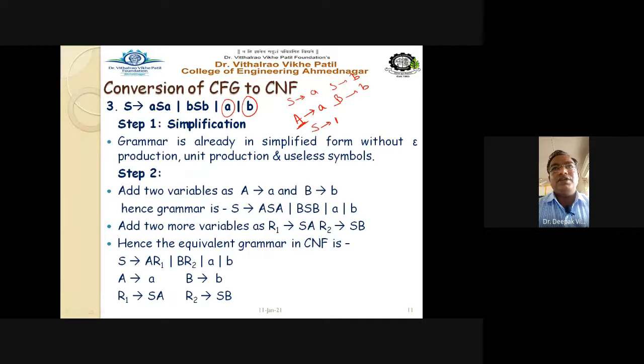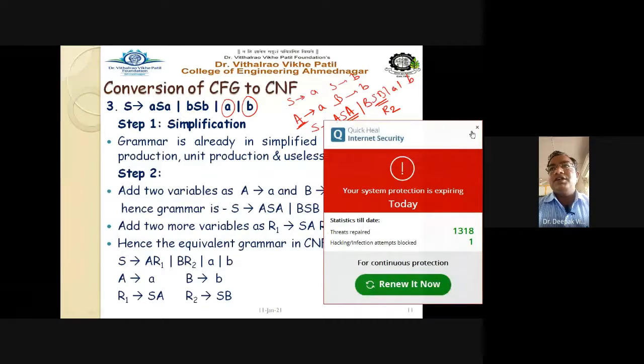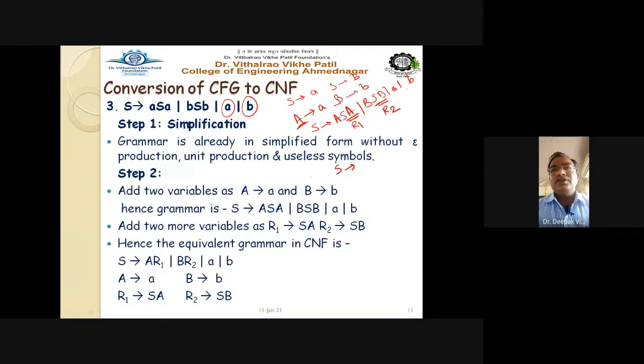So we'll get here S gives A, S A, and say for example B, S B, and A and B as it is. So for this SA we are adding R1, and for SB we are adding R2, and the resultant grammar becomes like this: S gives A R1, and say for example B R2, A, B as it is, and the newly added rules are A gives A, B gives B, and one more rule we have added like this: R1 gives SA and R2 gives SB.